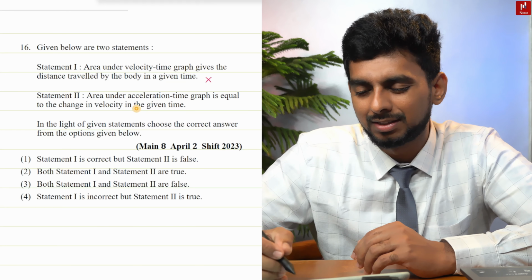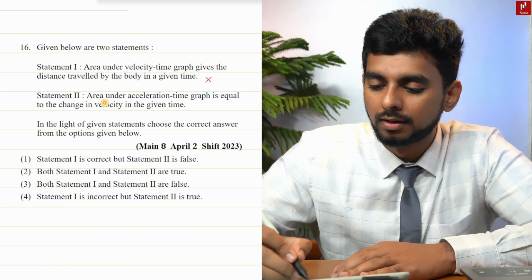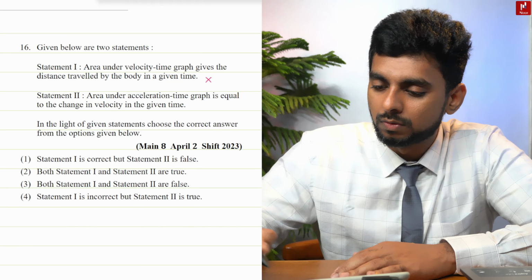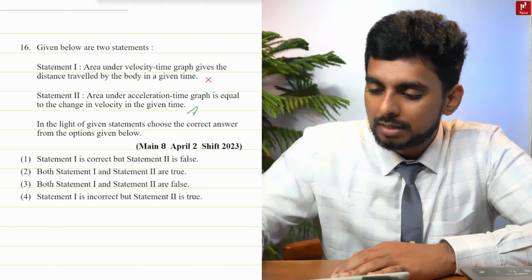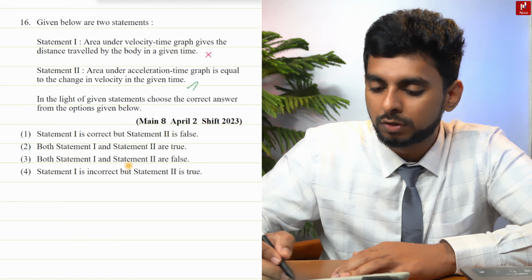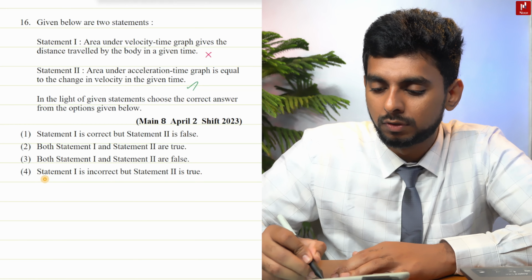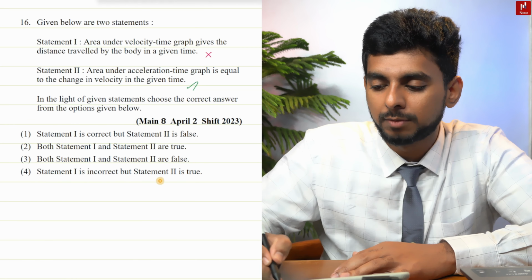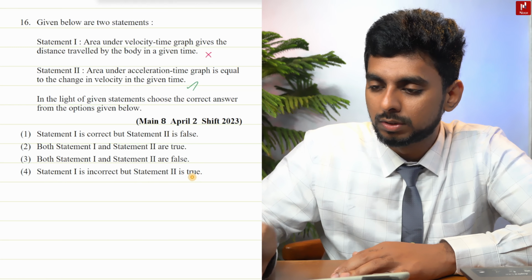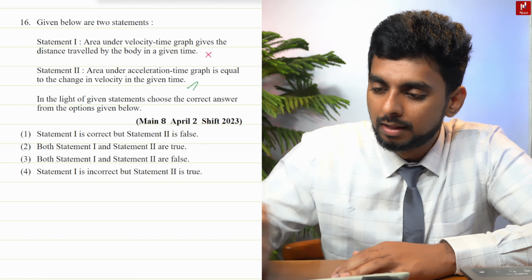Got it? That has to be an easy one. Anyway, you should have known it. So this is the correct one, statement 2 is correct. Therefore, the option should be statement 1 is correct but statement 2 is false. No, it has to be the other way around. Both are true in option 2, and 3 is also not possible. Option 4 is statement 1 is incorrect but statement 2 is true. Statement 2 is true. That's the correct answer.